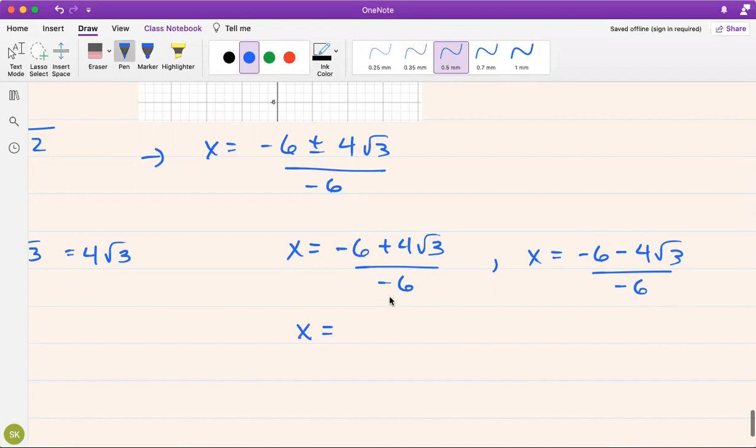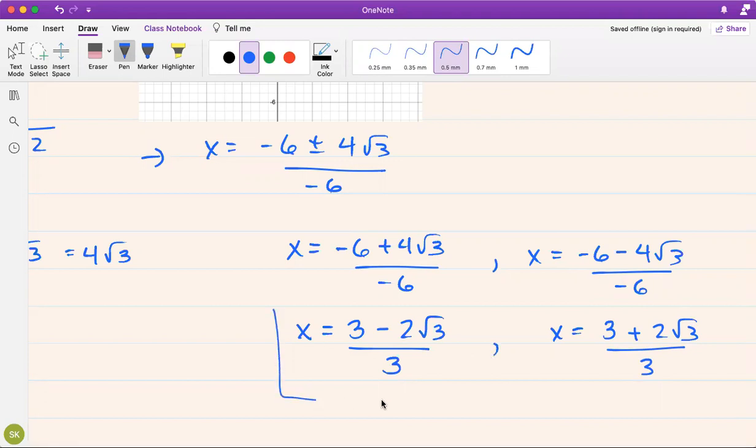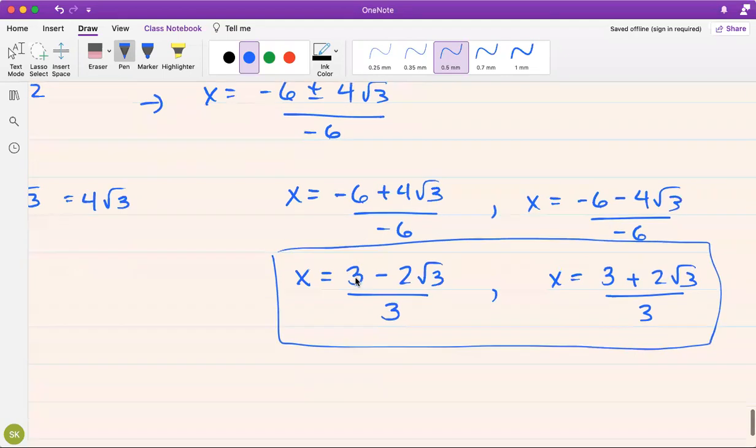So I get x is equal to, if we divide by 2, we get 3 minus, divide by 2, 2 root 3 over 3. And this one is x is equal to, it's also going to be a 3 plus 2 root 3 over 3. Notice I also changed the signs like I mentioned. So these are our two x-intercepts or zeros.